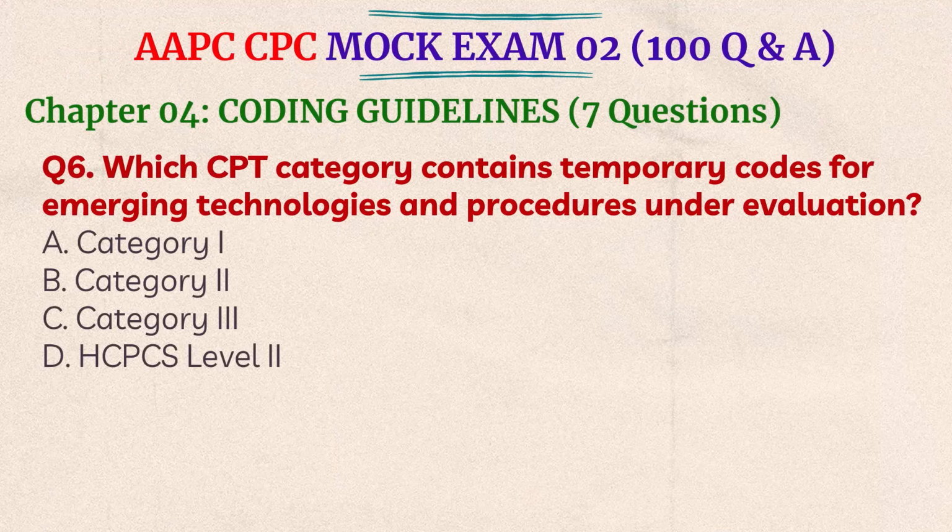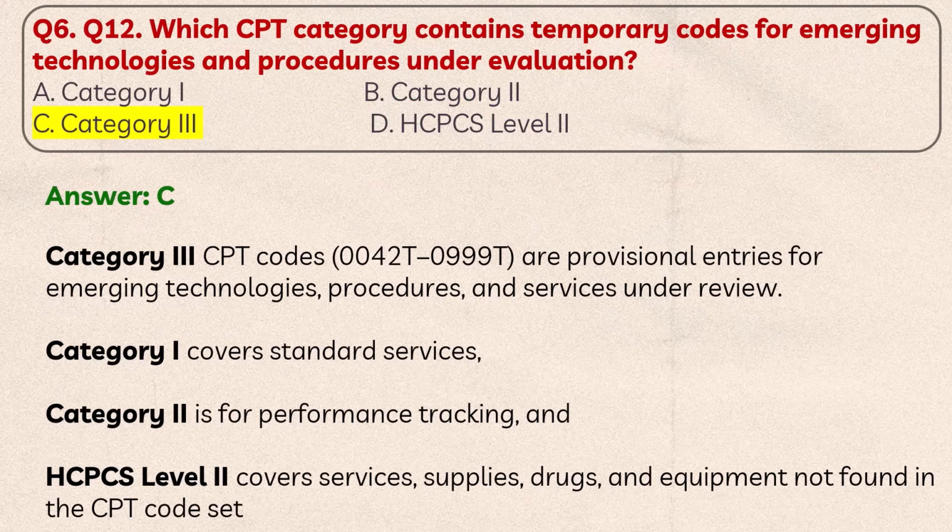Question number 6. Which CPT category contains temporary codes for emerging technologies and procedures under evaluation? A. Category 1, B. Category 2, C. Category 3, D. HCPCS Level II. Think the answer. The correct answer is C.